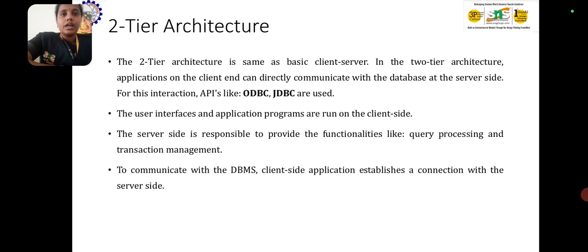Second tier architecture is the same as a basic client server. In two tier architecture, the application of the client can directly communicate with the database at the server side for interaction, that is, ODBC and JDBC are used. The user interface and the application programs run on the client side. The server side is responsible for providing functionalities like query processing and transaction management. To communicate with the DBMS, the client-side application establishes a connection with the server side.